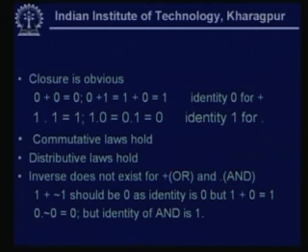Now, here the identity is 0 for plus and the identity is 1 for dot. Now, the commutative law holds. This is very obvious.